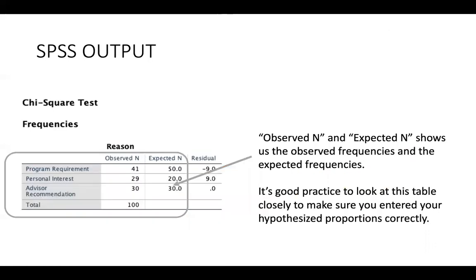So this is the output you get from a chi-square goodness of fit test. You're going to get the observed n, which is the number of people in that category that your data shows, and then the expected n, which is the numbers that you put in. So if you put 0.5 and we have 100 people in this data set, then you would expect 50 people to be doing it from program requirement. Now, we just made up these numbers arbitrarily. However, when most people do this, they do it based off of other data or normative data.